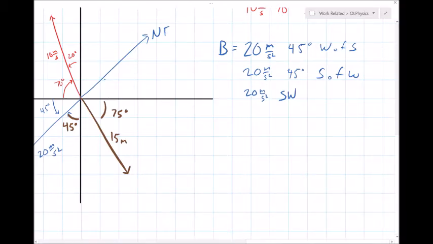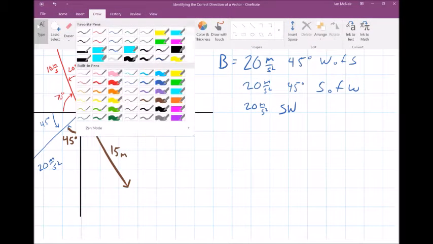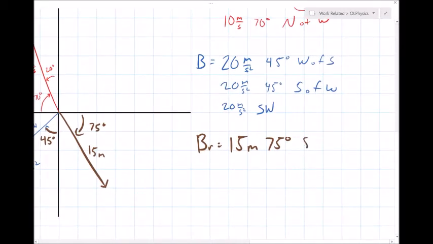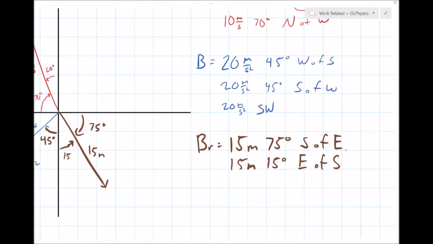So let's get rid of this and answer the last one, our brown vector. We'll call this BR. First we write down our magnitude: 15 meters, 75 degrees. We look at the angle it's going from. It's south of east. Or we take the complementary angle, 15 degrees, and we can say that this is east of south. Can't say southeast because it's not a perfect 45 degree angle. But that is how we're going to be doing directions in this class.